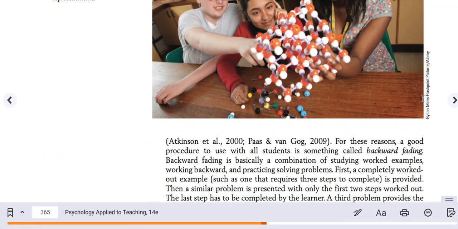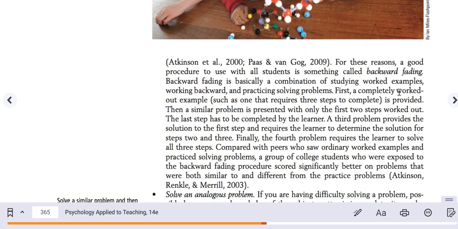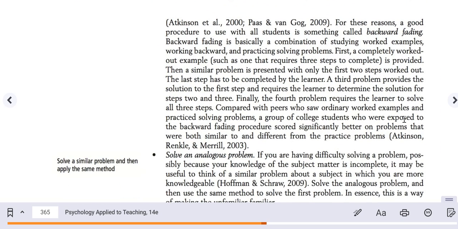For these reasons, a good procedure to use with all students is something called backward fading. Backward fading is basically a combination of studying worked examples, working backward, and practicing solving problems. First, a completely worked out example, such as one that requires 3 steps to complete, is provided. Then a similar problem is presented with only the first 2 steps worked out. The last step has to be completed by the learner.